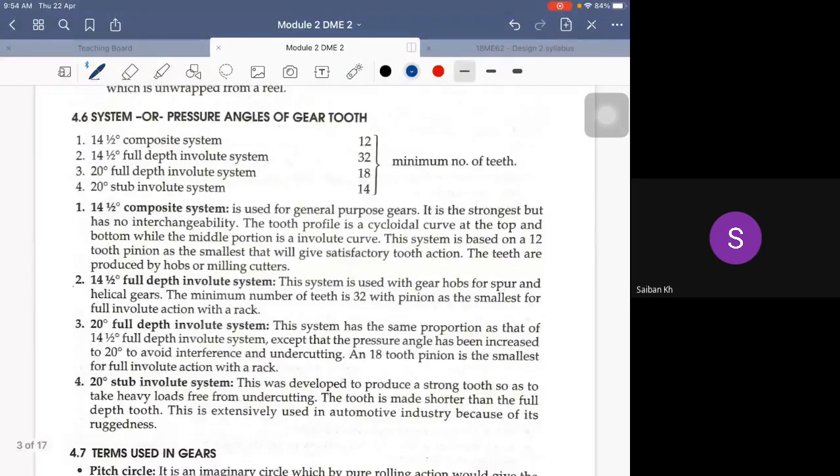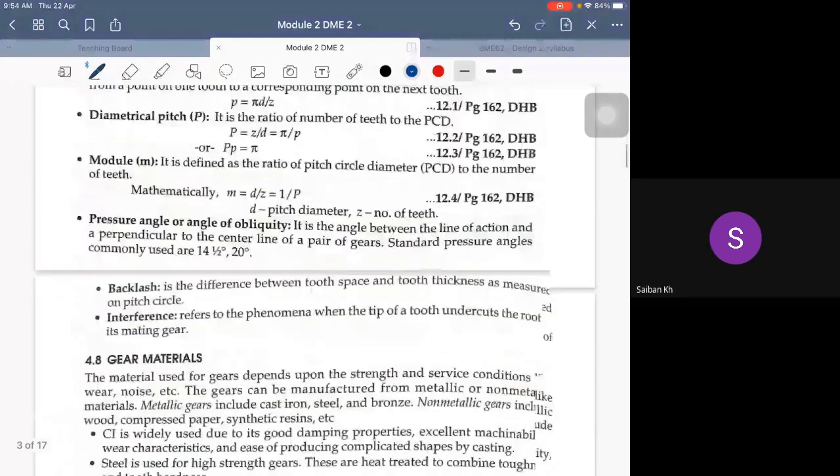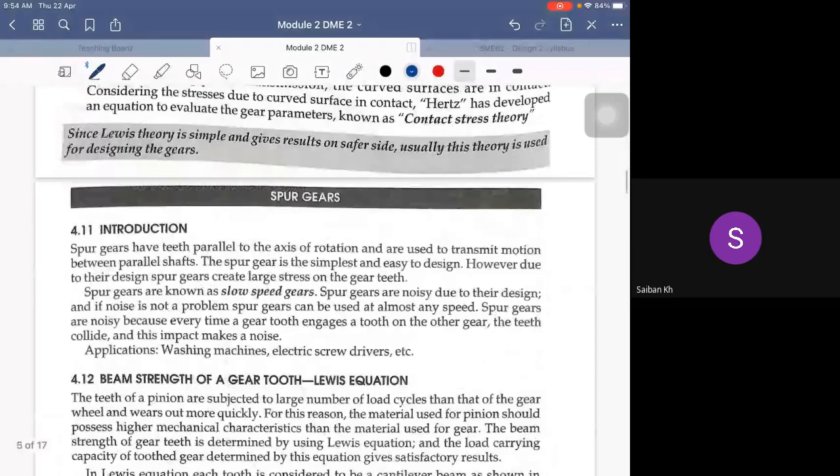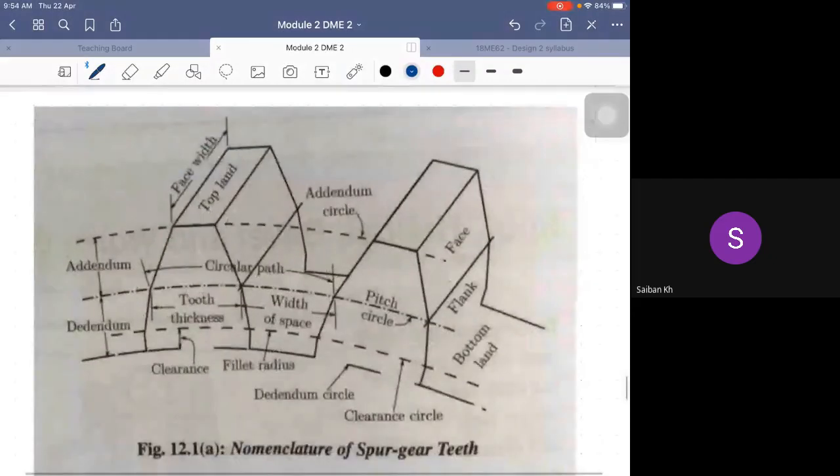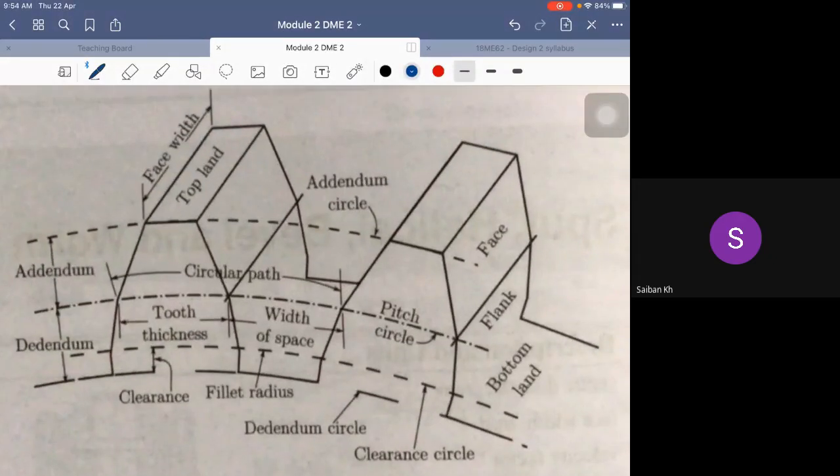Pressure angles, we will discuss about this. But first, before discussing the pressure angles, you have to know certain parameters of the gear. Just try to see this particular picture, and you can even find it in your data handbook on the first page itself. There are different parameters which I just mentioned. Just look at those, and you could explain any of these parameters just by looking at the diagram he has given us.